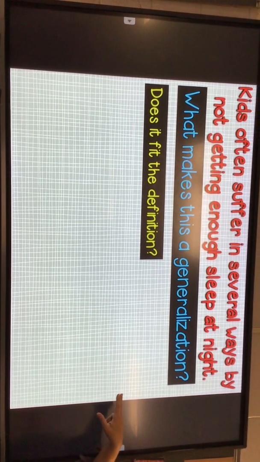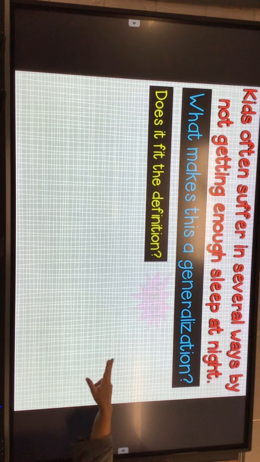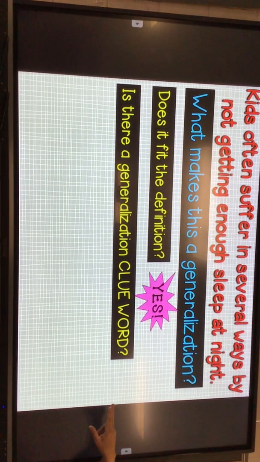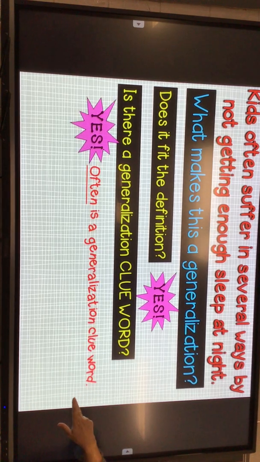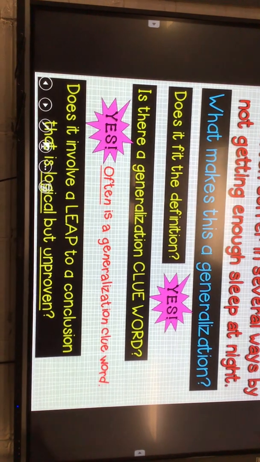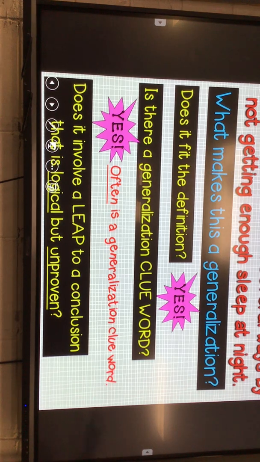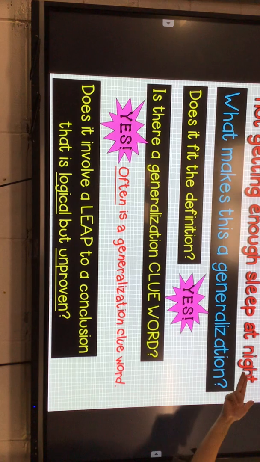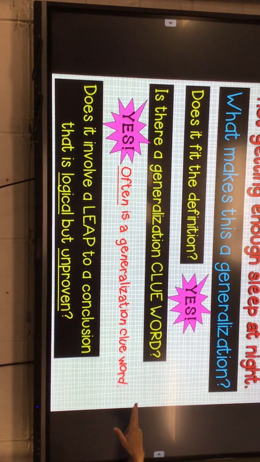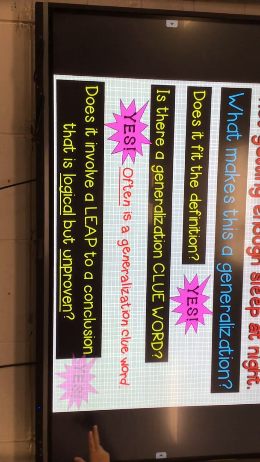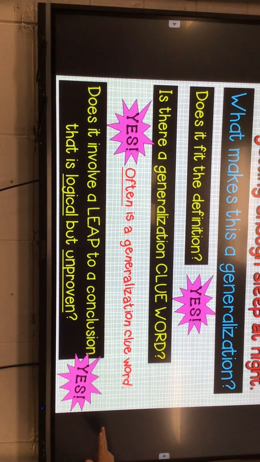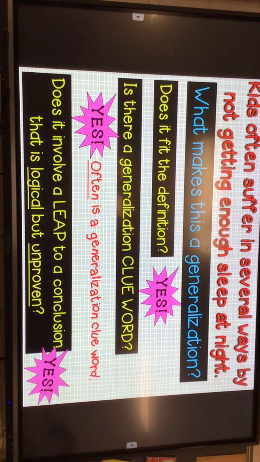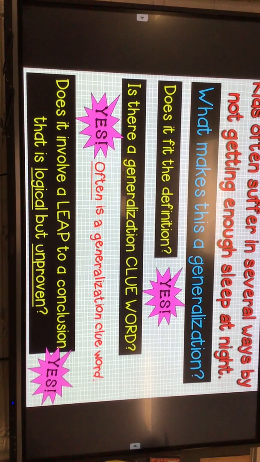Okay, does it fit the definition? Is this a broad statement? Yes. Is there a generalization clue word? Yes. Does it involve a leap to a conclusion? Yes. We're leaping that if they don't get enough sleep, then they will suffer in many different ways. All right, so on your response sheet, write down that this, you can just write G, it makes it a little bit faster.